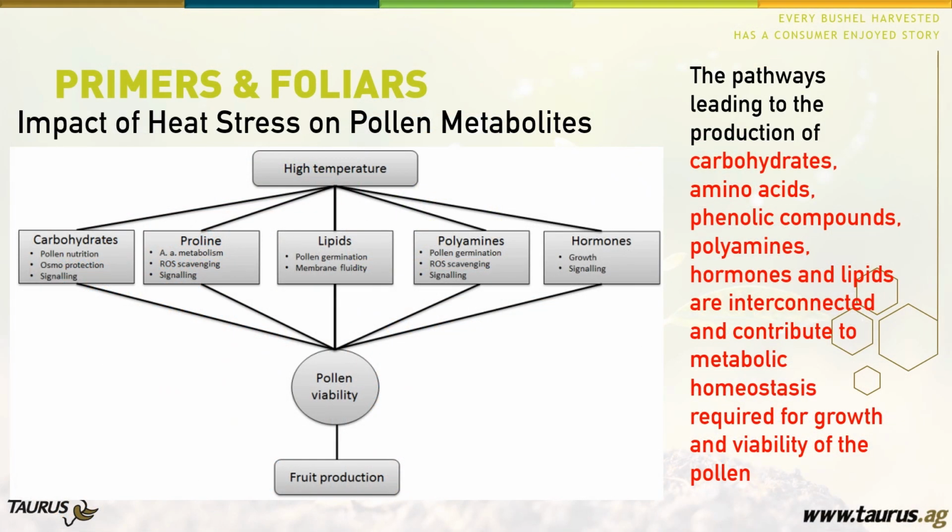The same thing holds true for pollen. It's the same group of materials and molecules that are upregulated by the plant to give you pollen viability, because the main objective of the plant is to produce seeds. So those carbohydrates, amino acids, polyamines, hormones, and lipids are key to success in pollen production and eventually fertilization of the seed.